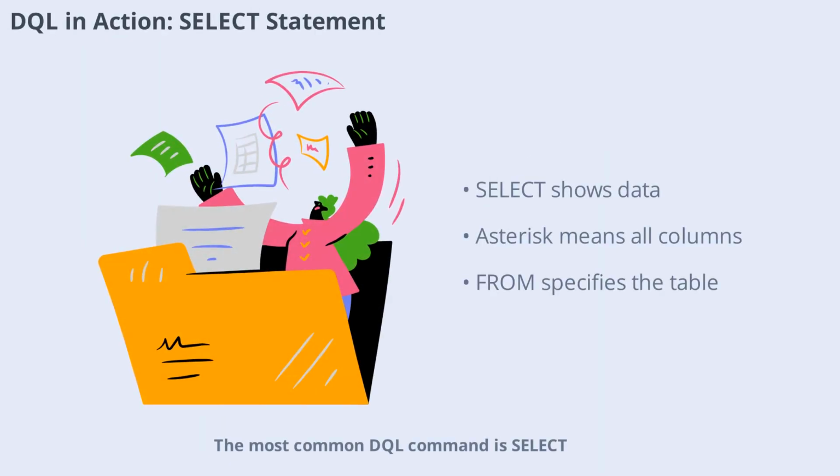The most common DQL command is SELECT. This statement lets you retrieve data from one or more tables in your database. For example, if you want to see all the information stored in a table called student, you'd use the command SELECT * FROM student. The asterisk means you're asking for every column and every row in the table. It's a quick way to get a complete overview of your data.